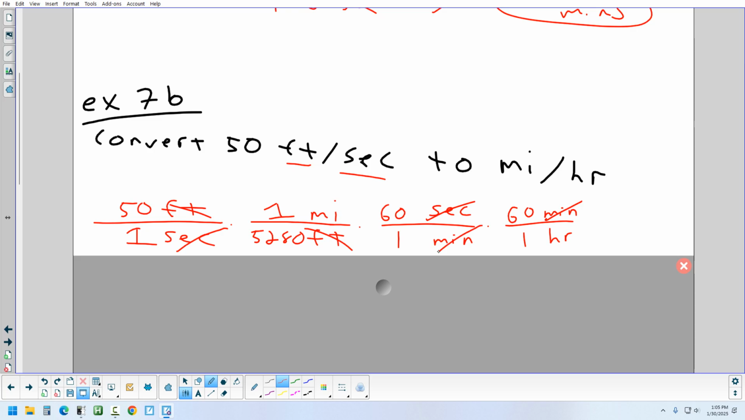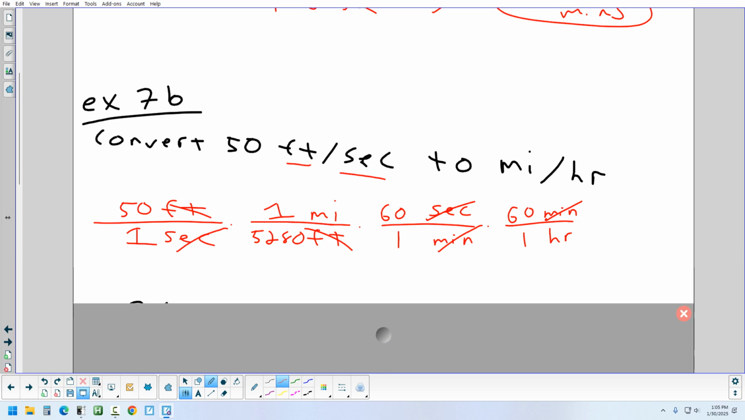Okay. What unit are we left with in the top now? Miles. What unit are we left with in the bottom? Hours. How did you cross out the 60 seconds? Even if it's not next to it, it's fine? Yeah. Yep.